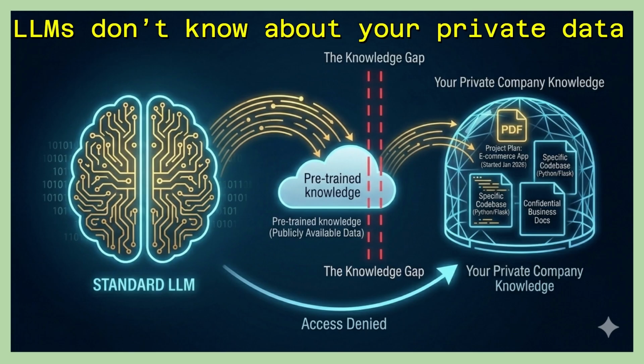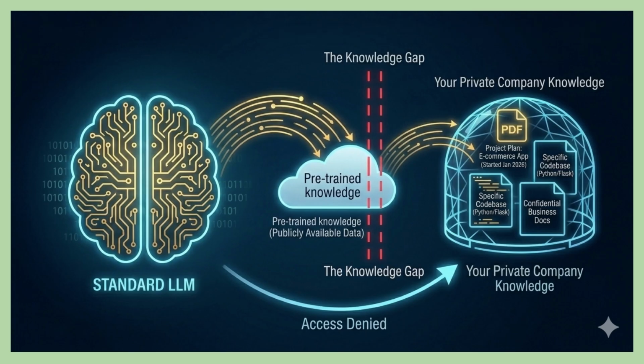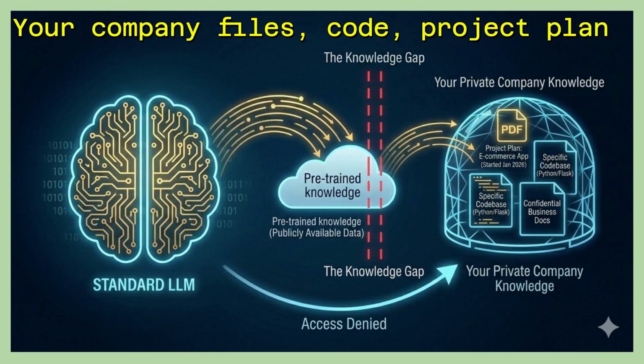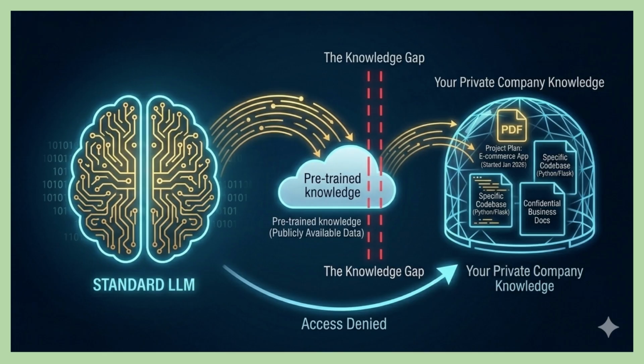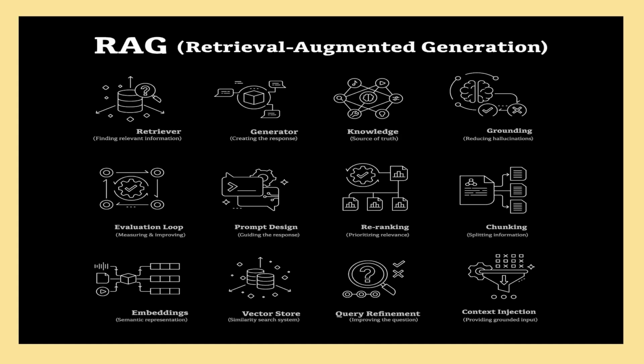They only know what they were trained on. They don't know about your private company files, your specific code base, or the project plan you started in January 2026. That's where RAG comes in. Instead of retraining a massive model, which costs a fortune, RAG acts like an open book exam for your AI. It gives the model a library of your documents to read from before it drafts an answer.